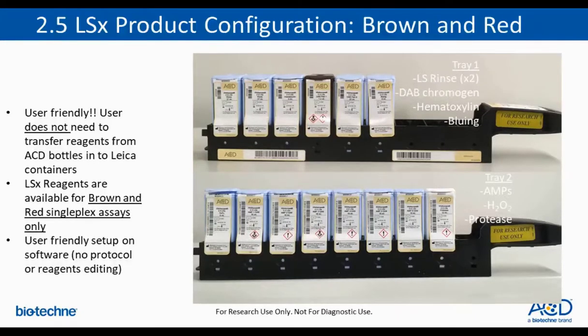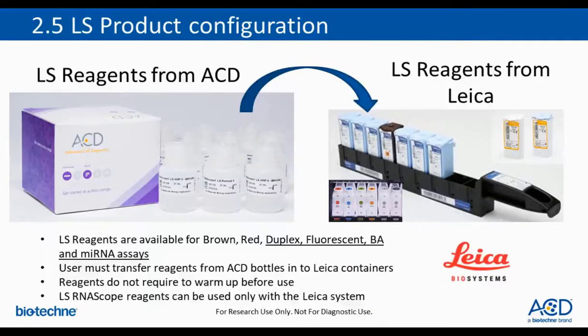And all the user needs to do is to simply slide these trays, the reagent trays, into the instrument, load the instrument with the slides, and of course, the user needs to scan these barcodes that you see on these trays, but that's a very simple action. You scan the barcode and you say OK on the screen. And that's it. You basically just run the instrument, and for 10 hours, you're going to have your instrument running from beginning to end. This is the simplest and fastest and most convenient type of configuration, the LSx, which, as I said earlier, is available only for red and brown singleplex chemistries.